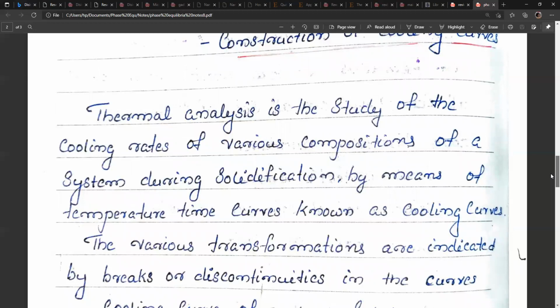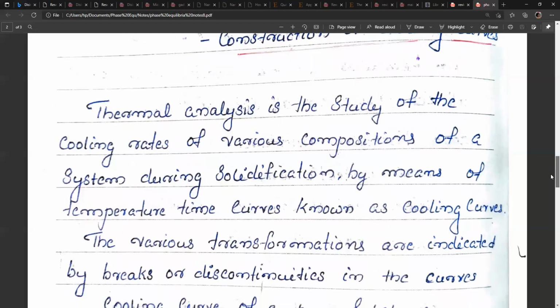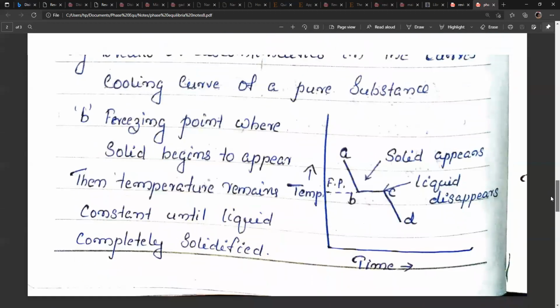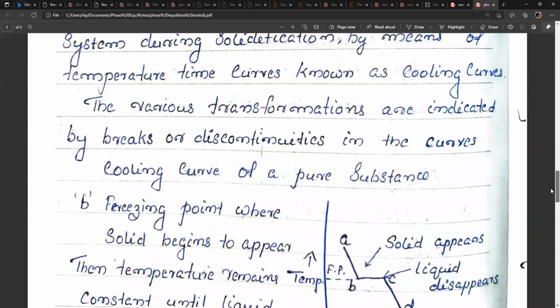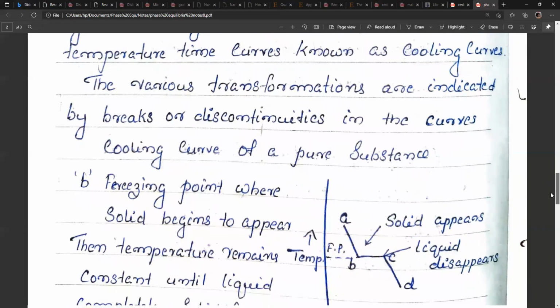These cooling curves are plotted. Temperature-time curves are used to plot the cooling curves. Various transformations are indicated by breaks or discontinuities in these curves. There are various transformations indicated by the breaks.